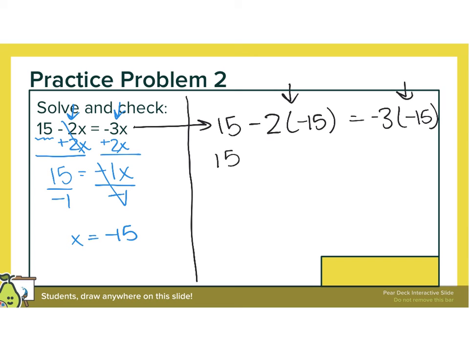I have a 15, negative times negative is positive. 2 times 15 is 30. Negative times negative is positive. 15 times 3 is 45. And then 45 equals 45. It's the same number, so I can put my answer in the box.